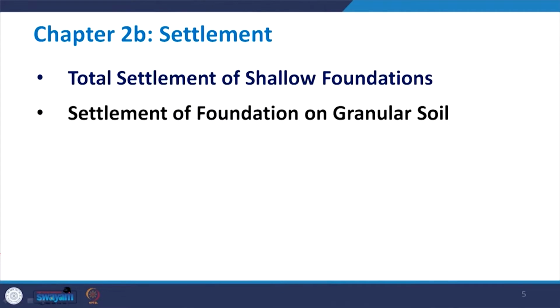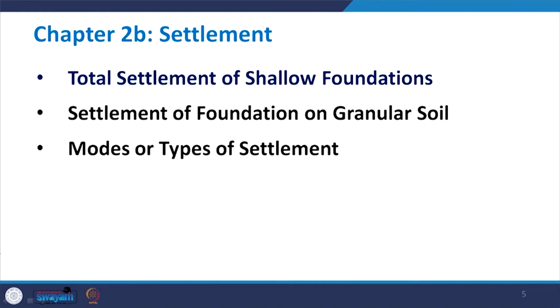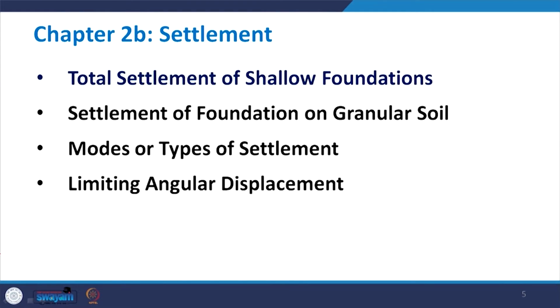Now, this is part of chapter 2, that is chapter 2b, and what you have is the total settlement of shallow foundations. Then we are going to talk about settlement of foundations on granular soil, continue with the modes and types of settlement, and finally limiting angular displacement will also be covered.